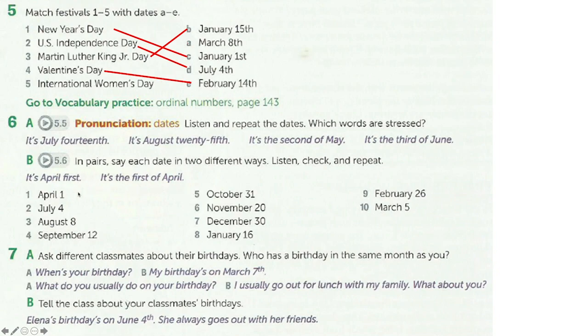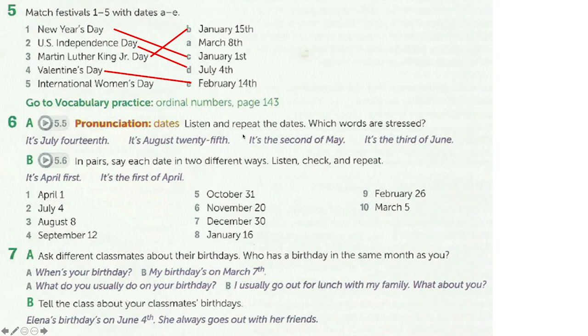There are two different ways in which you can talk about the date, or in which you can say the date to another person. The only thing is that you have to use the ordinal numbers correctly, and as long as you use them correctly, you can use either of these ways of saying the dates. It doesn't matter, both of them are correct.